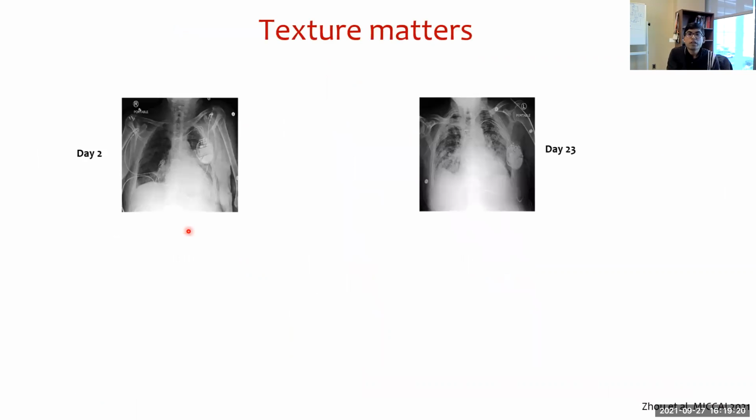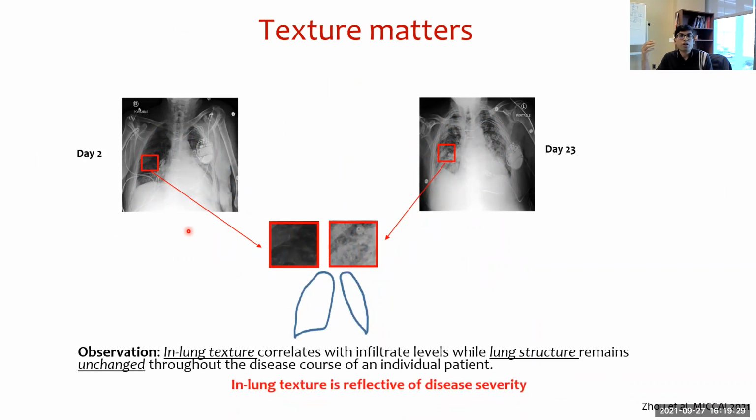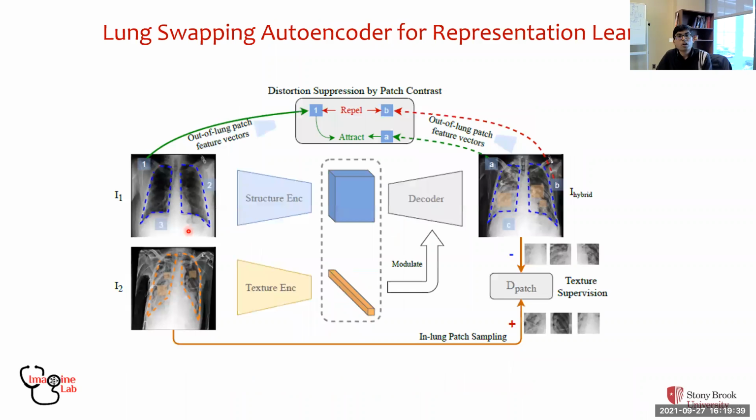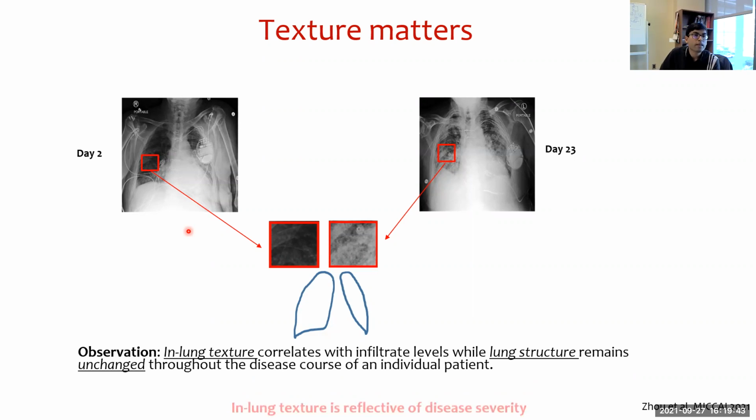The other thing that we noticed, as part of an observation, was that in the disease course of an individual COVID patient, the in-lung texture pattern changes while the lung structure remains almost the same. So we assume that the in-lung texture conveys important messages about the lung disease and the outcomes.